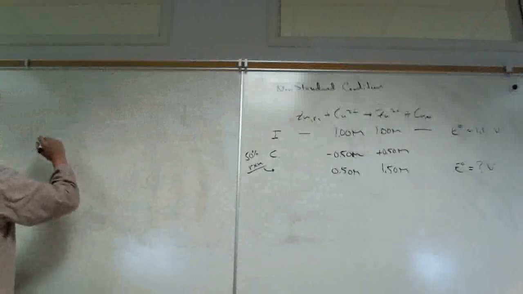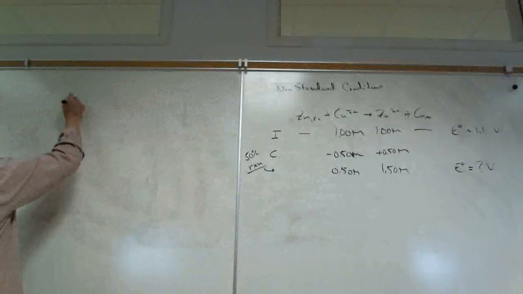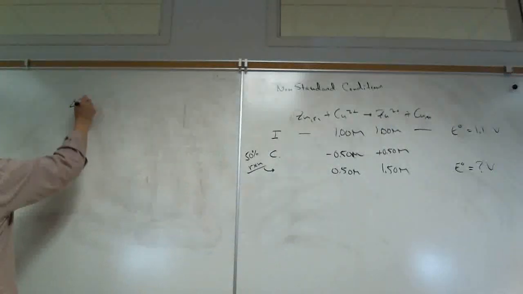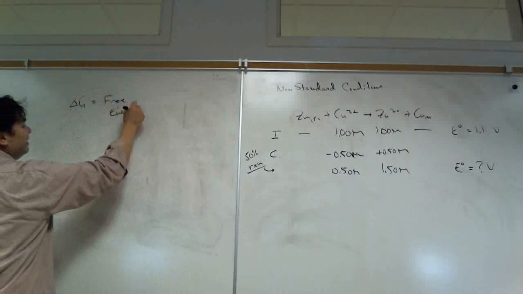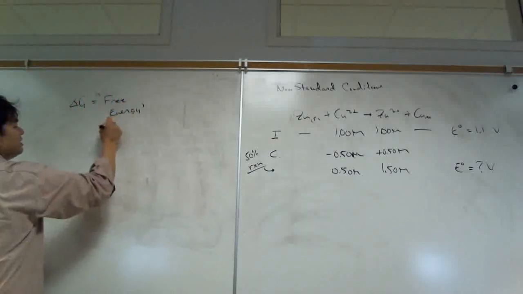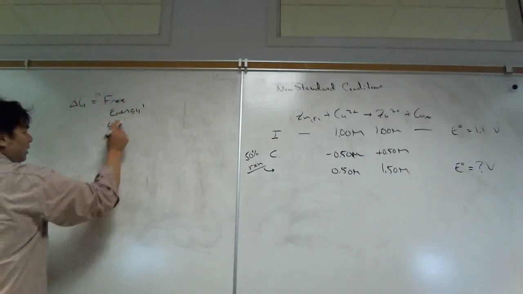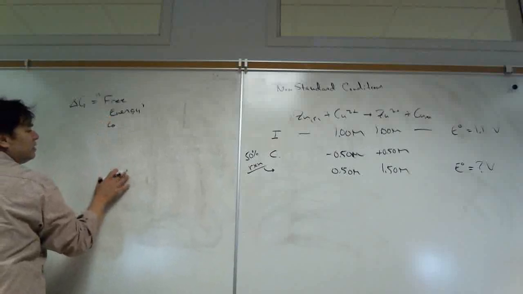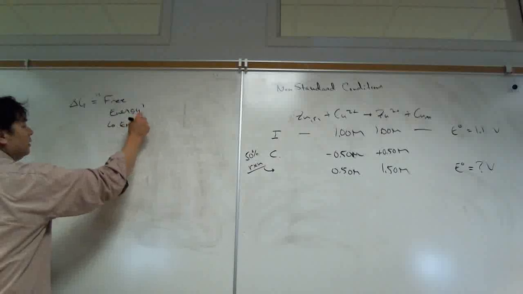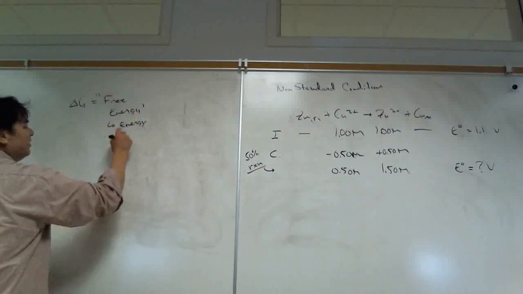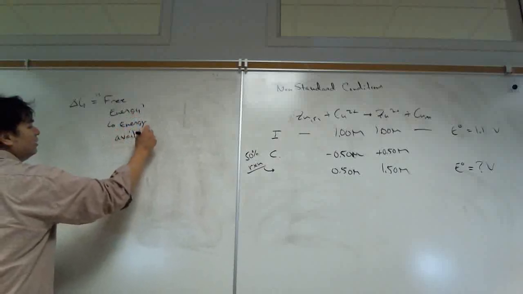All right. For non-standard conditions, we're going to go back to delta G. Delta G is called the free energy. And what the free energy is, this is the total energy available to do work. And so we'll just say energy available to do work.